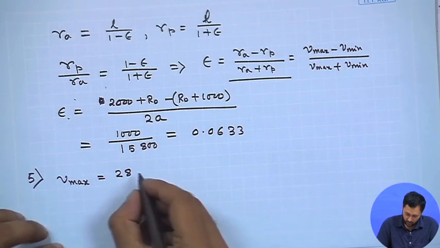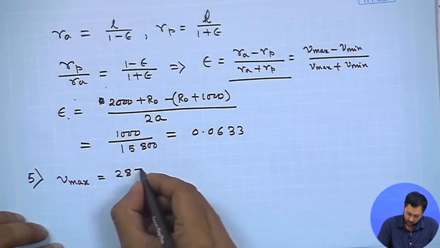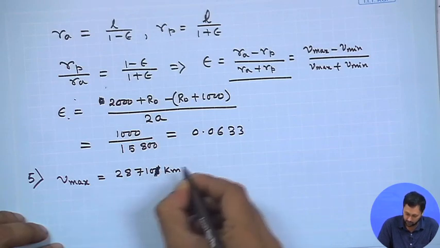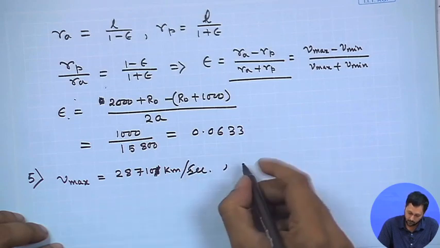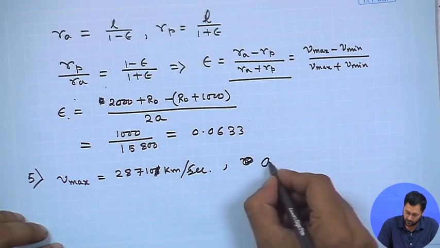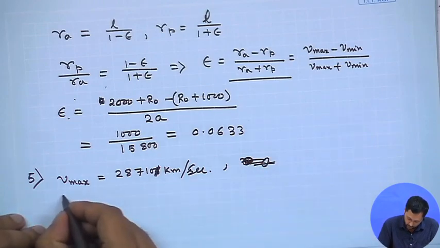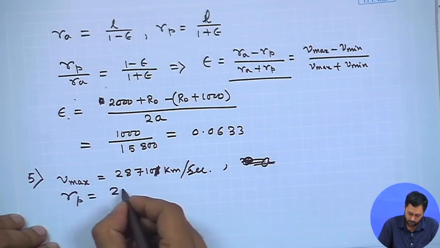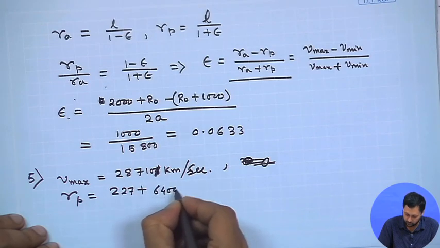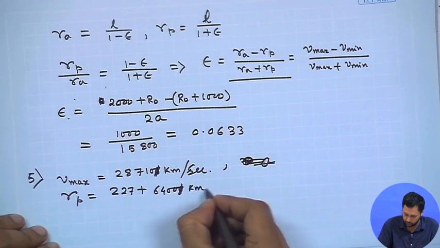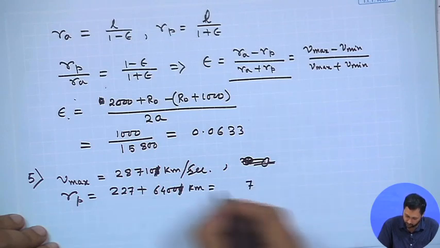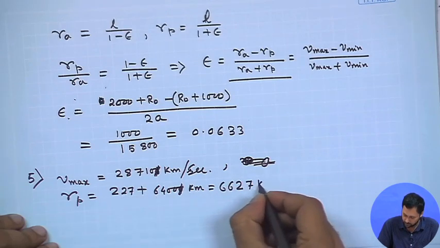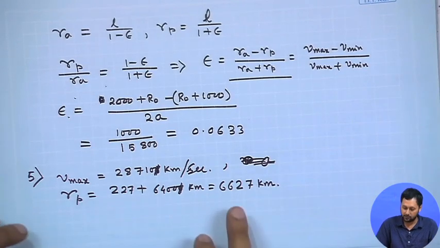So, what is given is V max equal to 28,710 kilometers per hour, and R P, which is the perigee distance, is 227 plus 6400 kilometers, which is about 6627 kilometers. These are the only two pieces of information we have.